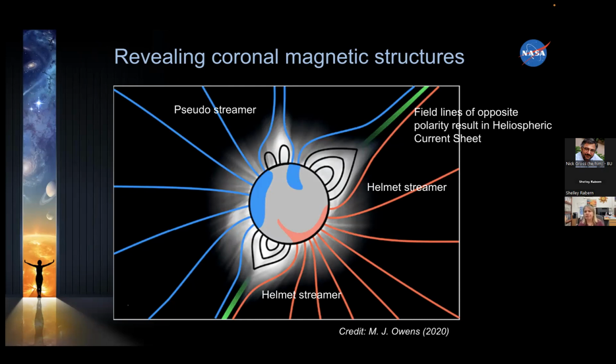During solar minimum, we can sometimes call it the heliospheric current sheet, but when there's a lot of variations and there's a lot of streamers, we observe current sheets with a much more complex structure.